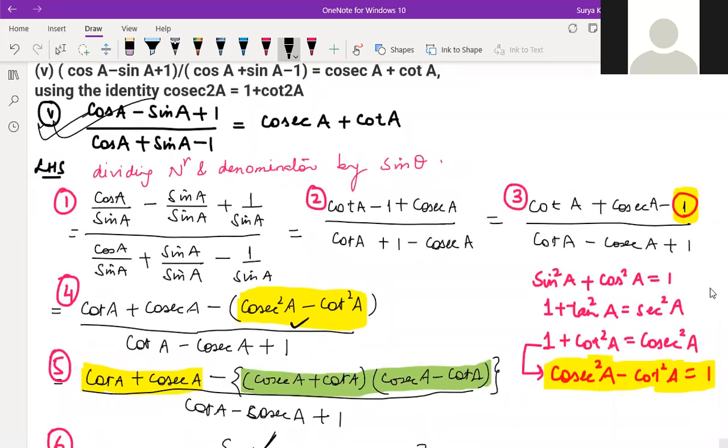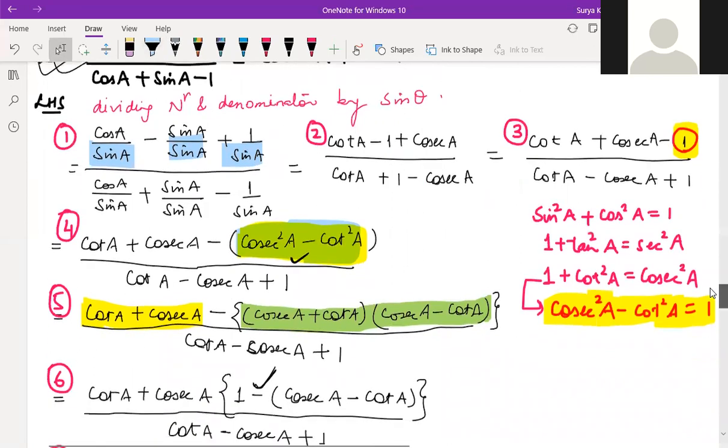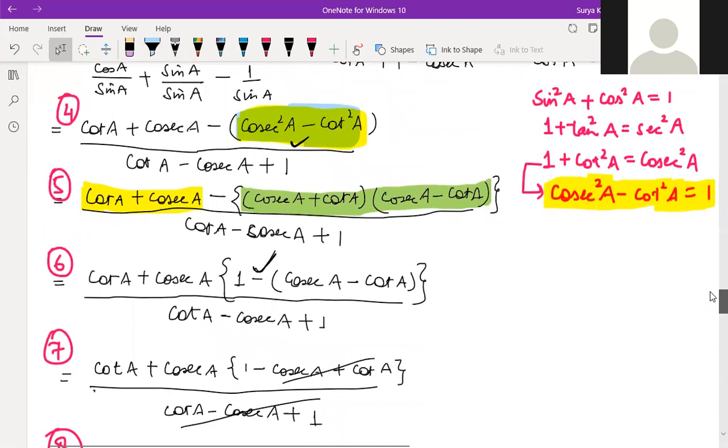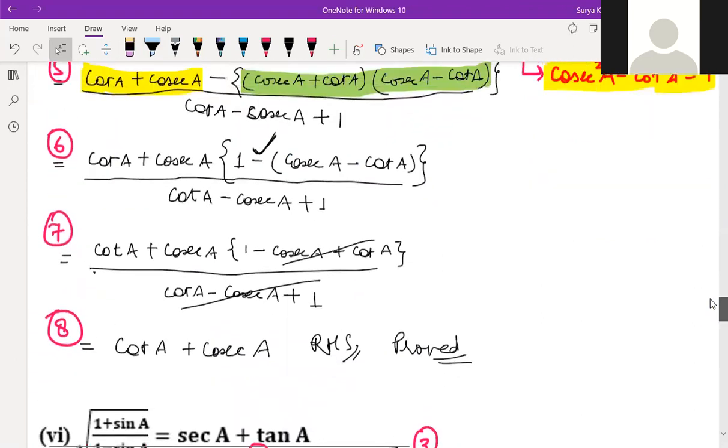See, first step, you have to think how sine came. Why divide by sine? First step is this only. Because we have to convert to cot and cosec form. Second, you should think that this numerator part 1 should be converted to cosec square A minus cot square A. This is the second step you should remember. Again, this is bifurcated into two parts, and then we are taking common, and then numerator and denominator parts get cancelled, and we are getting the last answer.